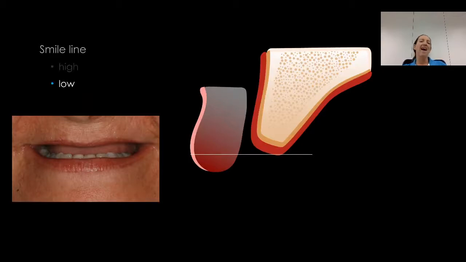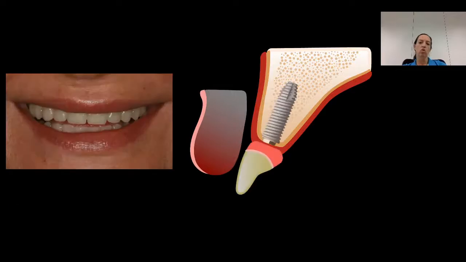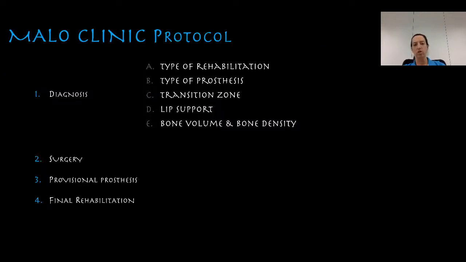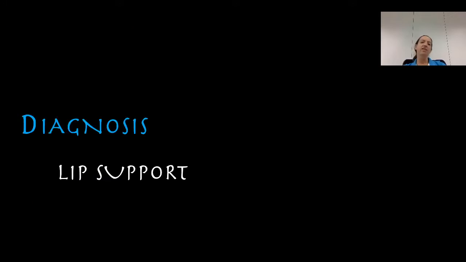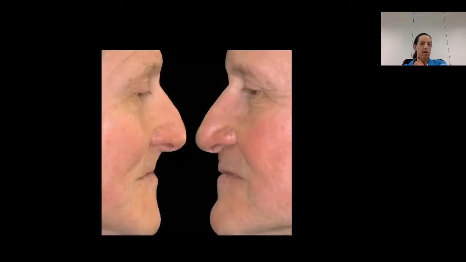So when we don't have a high smile line, we don't have to think about that, we won't have the transition zones showed, so we always go for prosthesis with false gingiva, with no bone reduction needed because of this. Another thing that is important still in the diagnosis is to check on the lip support.